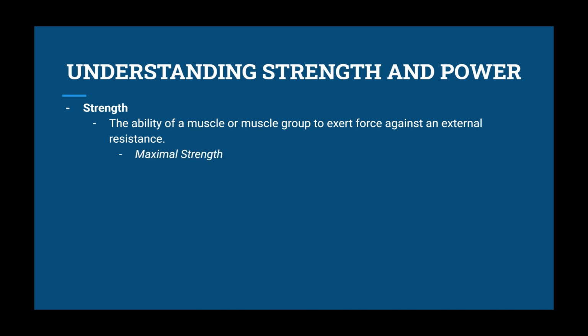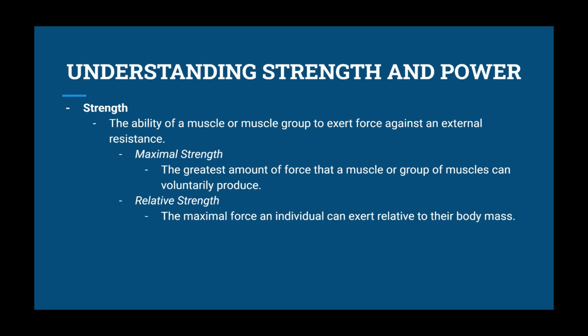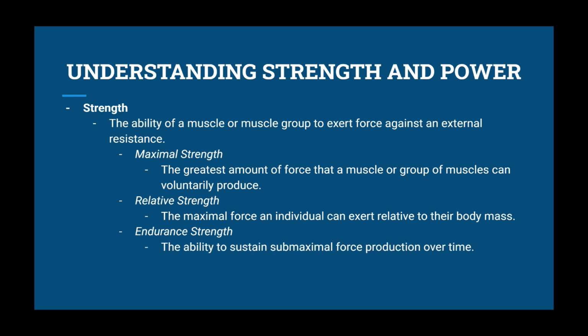The first type of strength is our maximal strength. This is simply the greatest amount of force that a muscle or a group of muscles can voluntarily produce. Relative strength is the maximal force an individual can exert relative to their body mass. And finally, endurance strength or strength endurance is the ability to sustain submaximal force production over time.